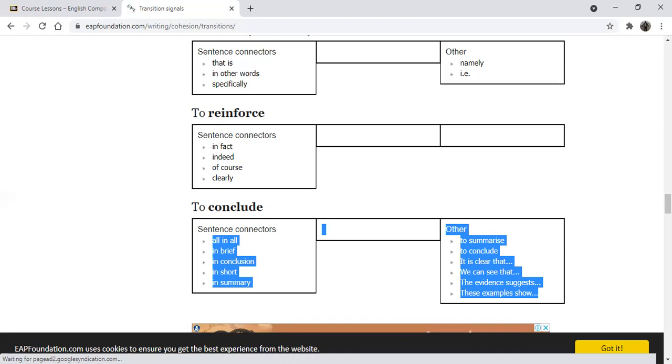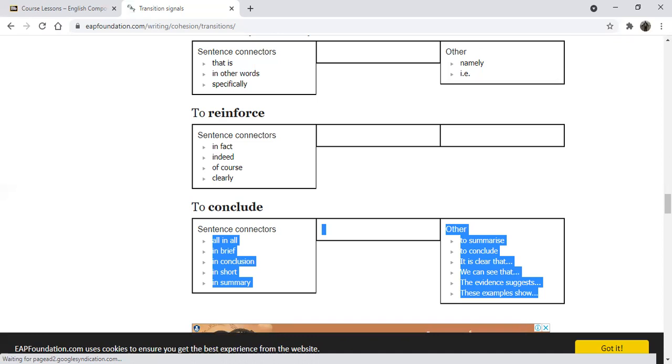Signals used to introduce an effect or result: as a result, as a consequence, consequently, hence, thus, therefore, so, to result in, to cause, to have an effect on, to affect, the cause of, the reason for. Don't forget that cause is followed by of, but reason is followed by for. And also don't forget that effect is followed by on when it's used as a noun.